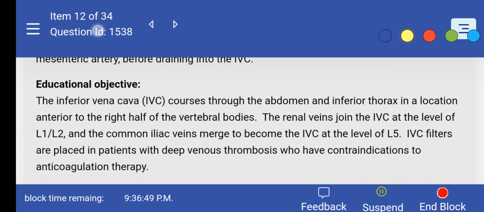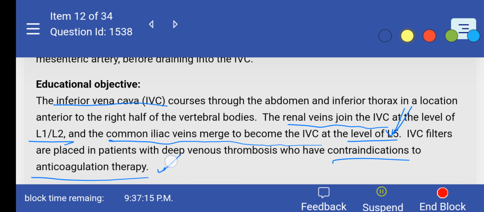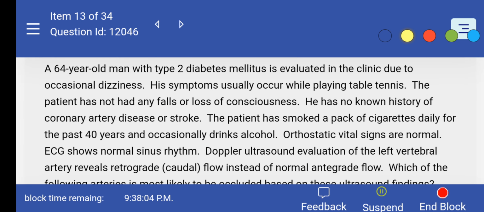The inferior vena cava courses through the abdomen and inferior thorax, anterior to the right half of the vertebral bodies. The renal veins join the inferior vena cava at the level of L1, L2. Common iliac veins merge to become the inferior vena cava at the level of L5. This is important: inferior vena cava filters are placed in patients with DVT who have contraindications to anticoagulation therapy. Now continuing with question number 13.